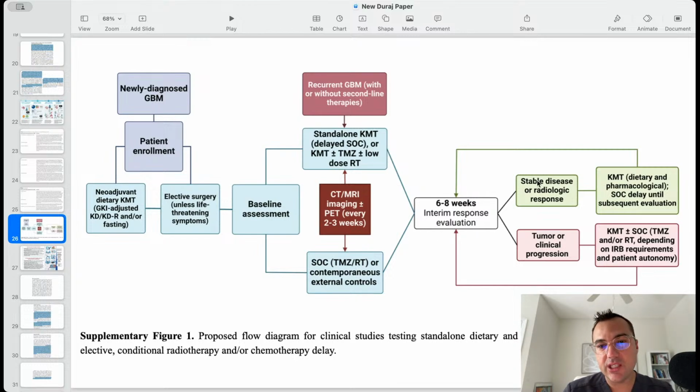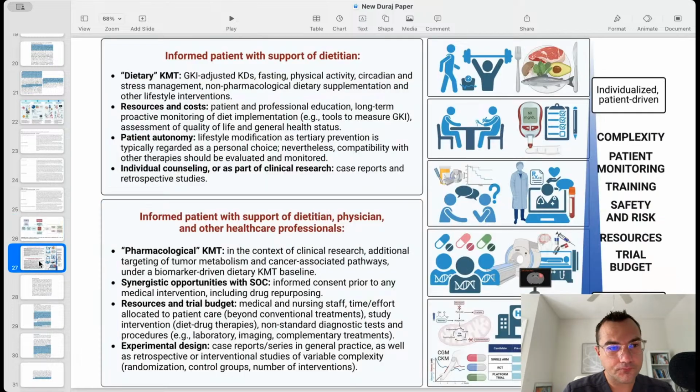Do you have stable disease? Do you have clinical progression? And then they have a little bit of a flow chart here for what could happen, depending on your progress. And this is just another neat graphic here where we're looking at all the areas where a person could use support.